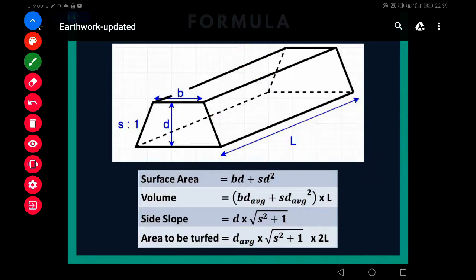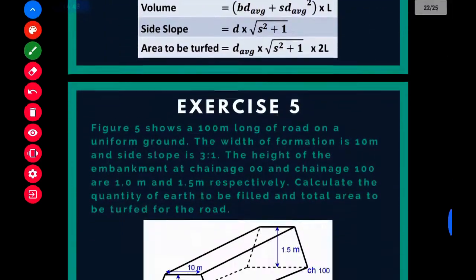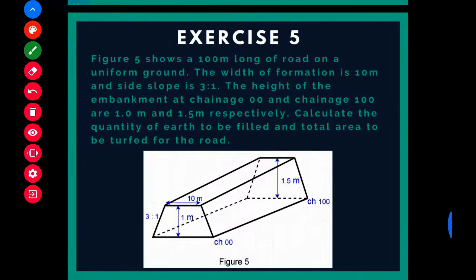Okay, so next we proceed to the exercise. So we look at exercise 5. Figure 5 shows a 100-meter long road. So meaning that the length of the road here will be 100 meter. So that's why here there is chainage 00, and at the back there it will be chainage 100, because the total length of the road is 100 meter.